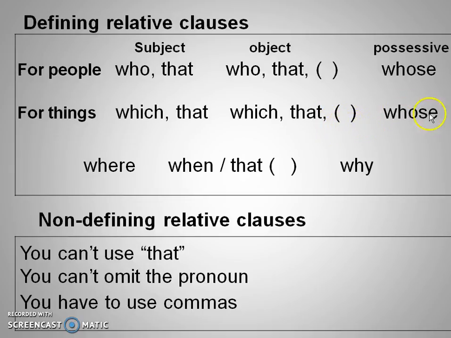And whose to indicate possession. We could also use where, when, or that, or we omit the pronoun again, or why. And in the non-defining relative clauses, we cannot use that, we cannot omit the pronoun, and you have to use commas. So this is very easy to recognize since they go between commas.